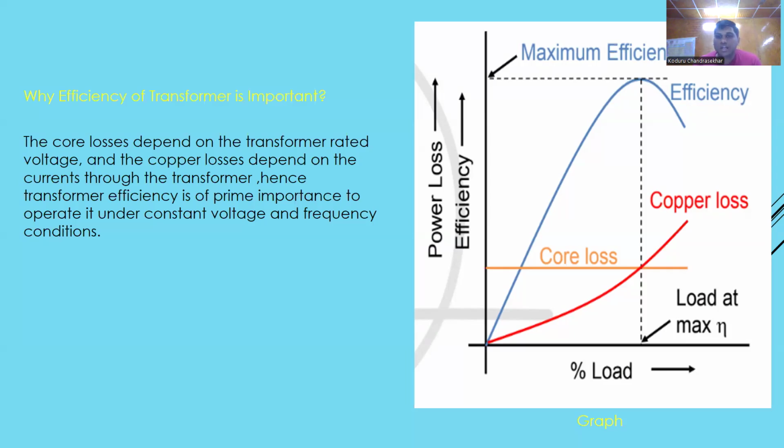Okay, so coming to the graph of power loss and efficiency versus percentage load, we can see the graph of efficiency in the blue one. So the maximum efficiency is obtained here and the load at maximum efficiency is here. So the core loss, as you can see, is constant, and the copper loss is not constant here. It is varying according to a function.